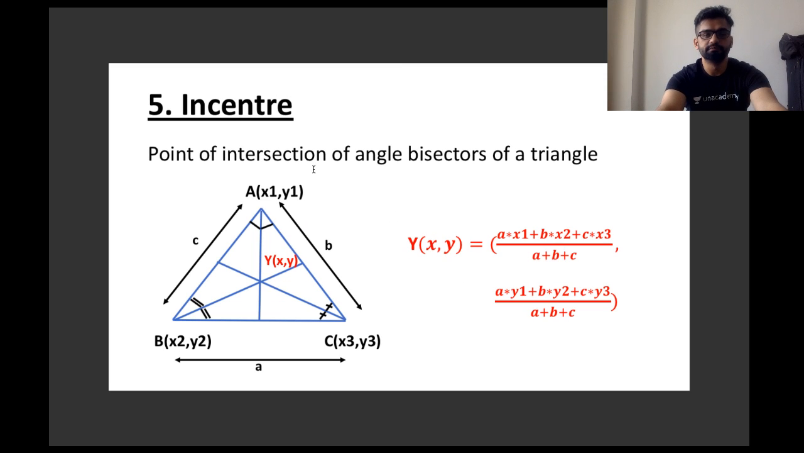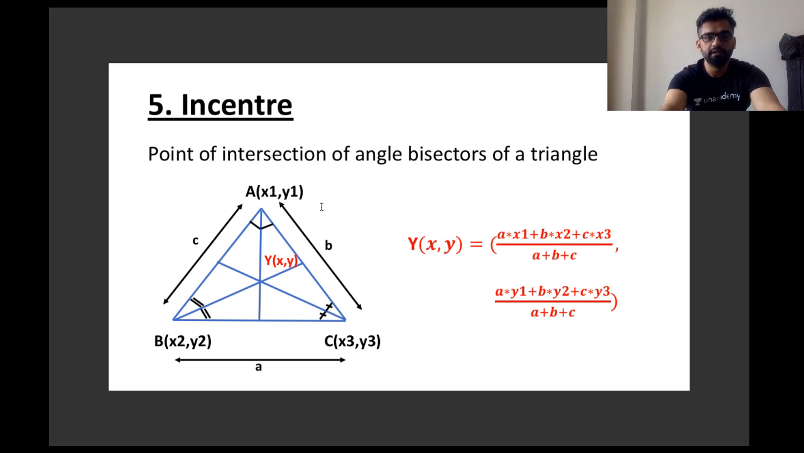Incenter, what is incenter? The point of intersection of angle bisectors of a triangle. When you're drawing a line from a vertex onto the opposite side and this line bisects this vertex angle, that's an angle bisector, right? Where all these angle bisectors intersect is called the incenter.